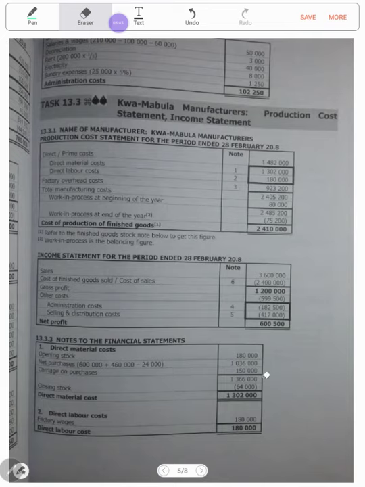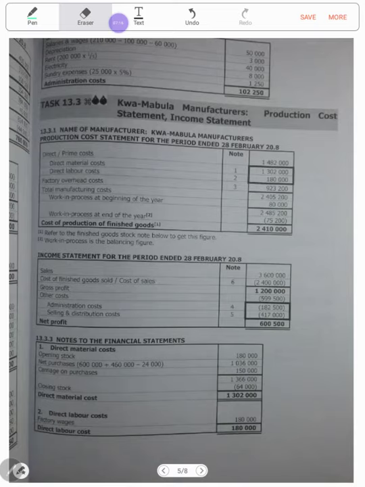Once we have that, I will then take the 1,366,000 and I'm going to be subtracting my closing stock balance of 64,000 to get direct material costs. So this amount over here, ladies and gentlemen, is your direct materials that you have issued during the year. Please remember that.